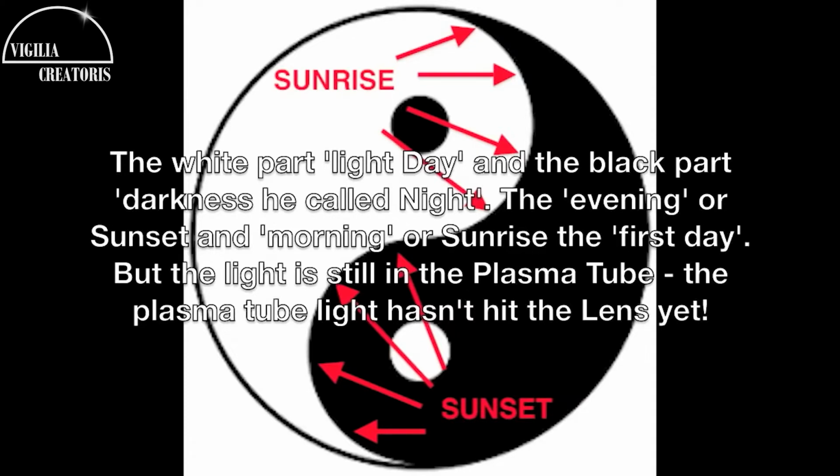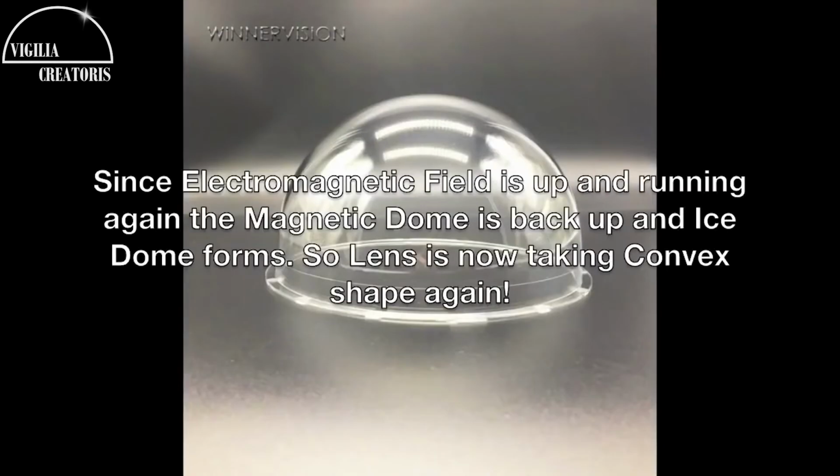But the light is still in the plasma tube. The plasma tube light hasn't hit the lens yet. Since the electromagnetic field is up and running again, the magnetic dome is back up and the ice dome forms. So the lens is now taking convex shape again.